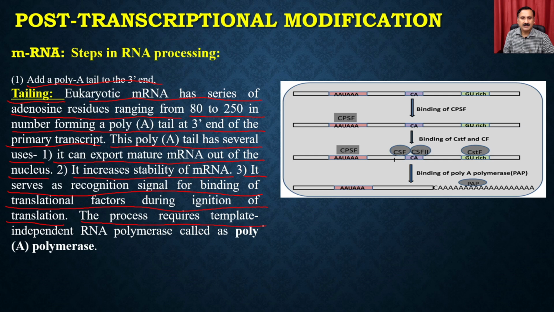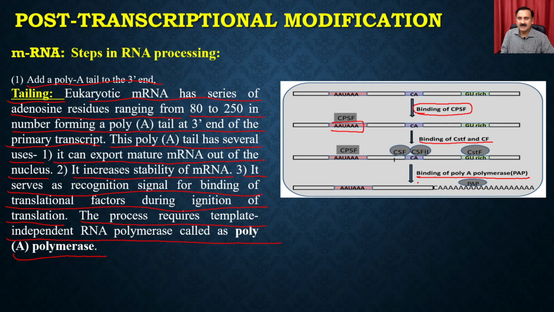The process requires a template independent RNA polymerase activity catalyzed by the enzyme called poly-A polymerase. So what happens is that when the RNA polymerase reaches the termination site, we have the binding of the CPSF, and these CPSFs are going to bind to this consensus sequence, and then we have the binding of the CstF and CF to the polyadenylation sites, and then it is going to allow the binding of the poly-A polymerase.